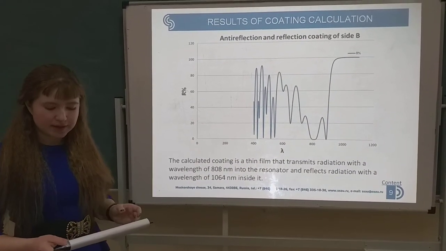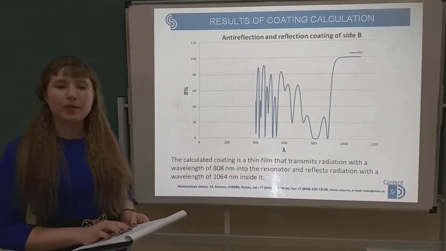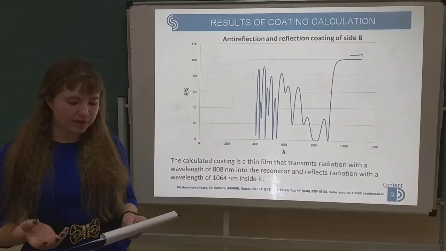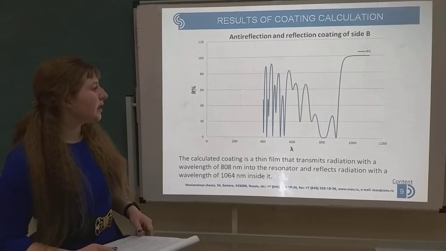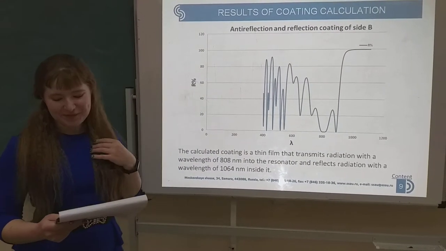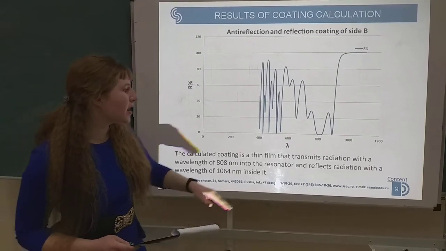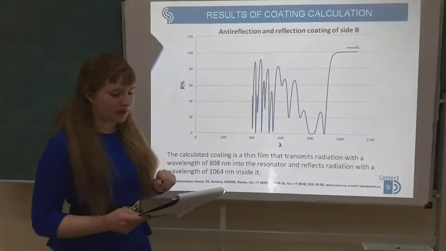On side B, it's necessary to apply such a coating that would transmit radiation with a pump wavelength and reflect radiation with a laser wavelength, which is 1064 nanometers. We see a graph with a lot of ups and downs, but don't be scared. We are only interested in the region at wavelengths of 808 nanometers and 1064 nanometers.